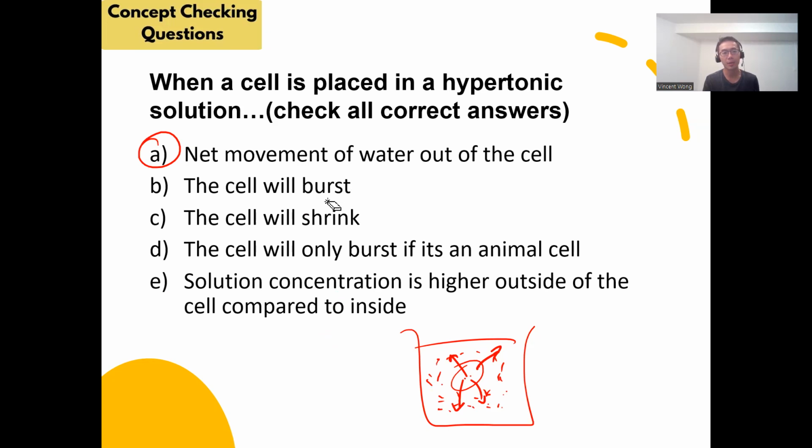Is the cell going to burst? Well, if water is leaving the cell, it will shrink and not burst, right? The cell will only burst if it's an animal cell. It's not bursting, it's shrinking. The concentration is higher outside compared to the inside. That's true. That's why water is leaving. Okay, so this is slide 47. Answers are A, C, E.